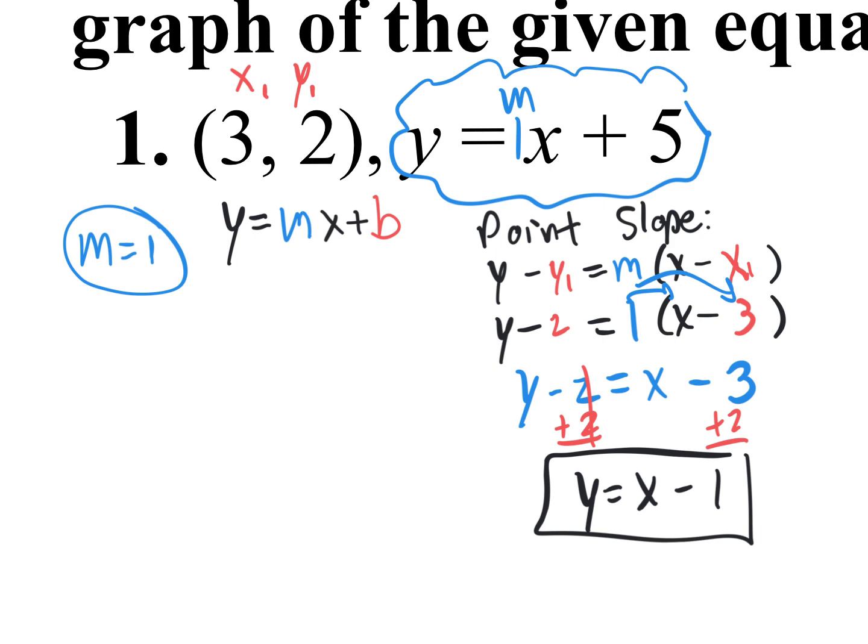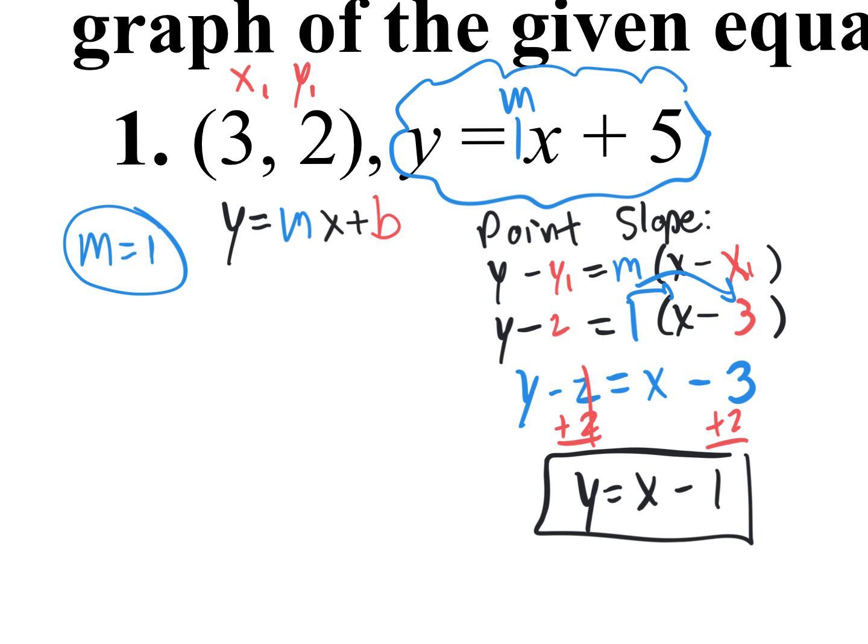So once again, what did I do? They indirectly told us that we had the slope of 1, and they gave us a point. So if I know I have a slope and a point, I'm going to plug in my point and my slope into point slope form. And when I plug it into point slope form, from there, I change it to the slope intercept form that they wanted. So that's one way of doing it. Do you get it? Okay.